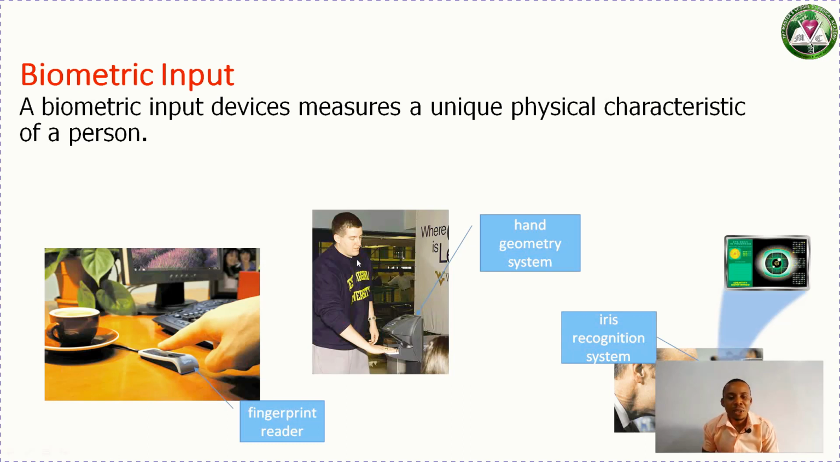Okay, you can see pictures of biometric inputs here. We have three of them here. We have the one we call fingerprinting, where you place your thumb or any of your fingers that is required for the device to access it. Okay, we also have the hand geometry system, where you place your full palm, that is all your fingers there, for the system to read it.